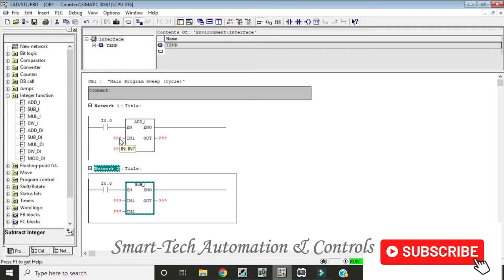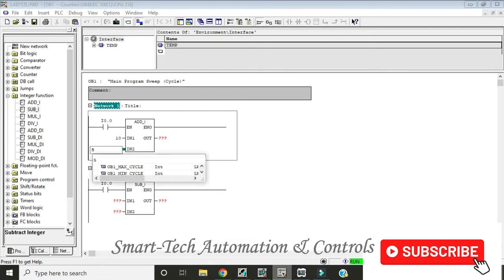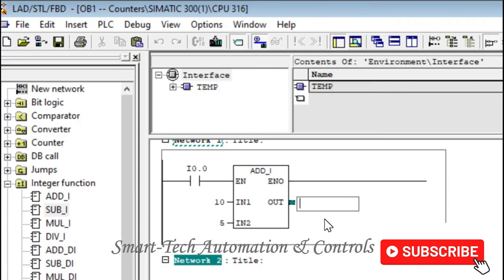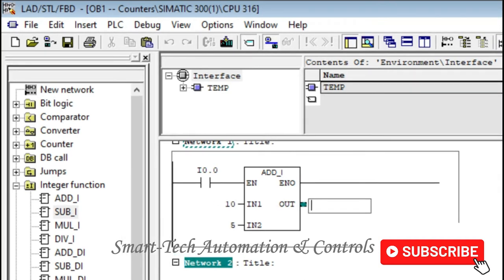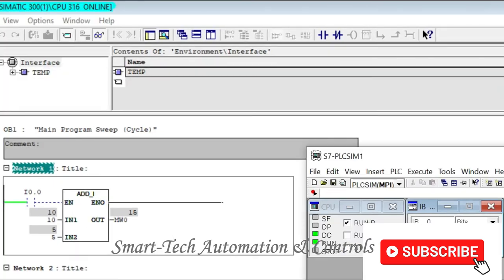For instance, at this addition block, if I put a value at input 1, say 10, and then I put 5 at input 2, here at the output I'll have to assign a memory where the result will be stored. I'll give it MW0. If we enable the I0.0 signal, you can see that this block has done the addition of 10 and 5, and the resulting answer is 15.